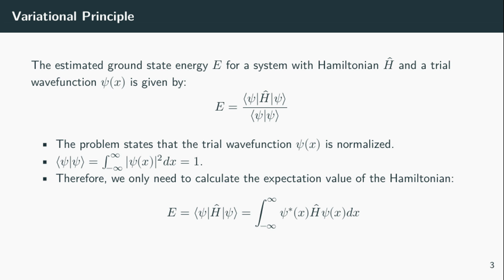Now the problem statement actually tells us that our trial wave function psi of x is already normalized. Super helpful, because it means the denominator, the bracket of psi psi, which is the integral from minus infinity to infinity of the magnitude of psi of x squared dx, is simply equal to 1. Therefore, we just need to calculate the expectation value of the Hamiltonian. That's the bracket of psi H hat psi, which means we need to calculate the integral from minus infinity to infinity of psi star of x times H hat applied to psi of x dx.